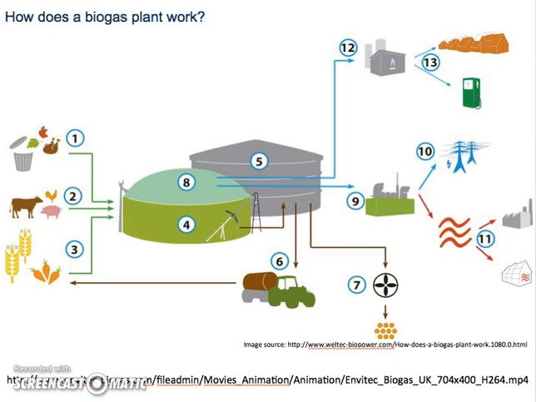So, beginning at the inputs, as I mentioned in the previous slide, this can be all sorts of organic material. Most times there are combinations of materials used in these plants. The input, or substrate, is fed into the fermenter or digester marked number 4 on the diagram. The digester is a sealed building where the process will take place under anaerobic conditions, meaning no light, no oxygen.